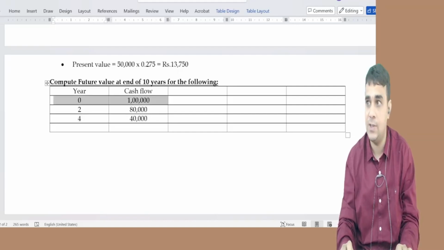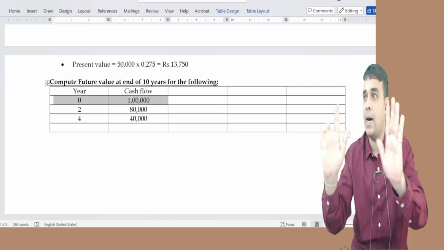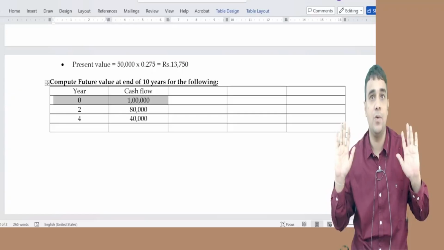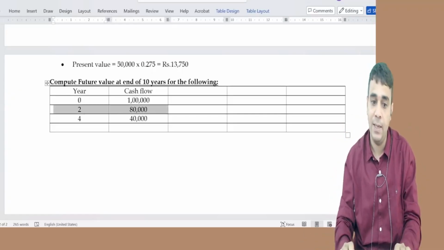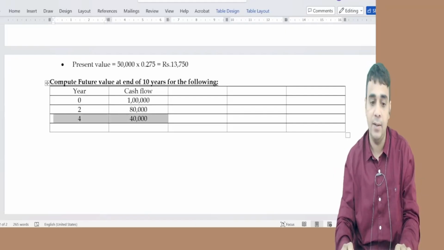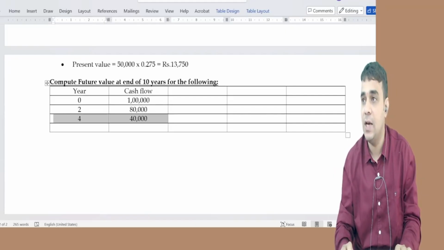Again, I'll repeat. Year 0 I have. This is a question I'm asking you. Very simple analysis you will do. First one, multiply with the 10-year factor. Second one, multiply with the 8-year factor. Third one, multiply with the 6-year factor.